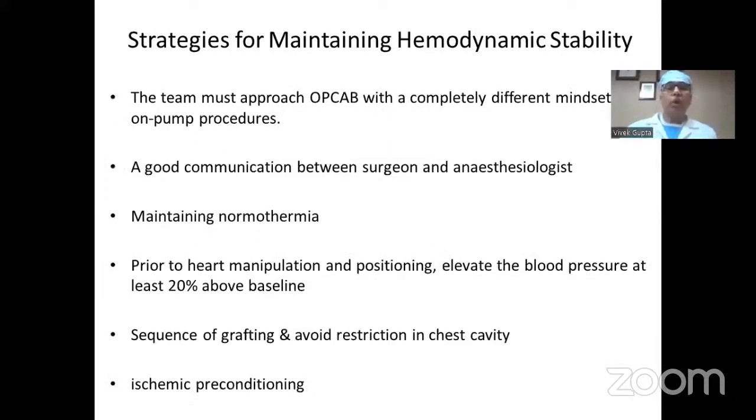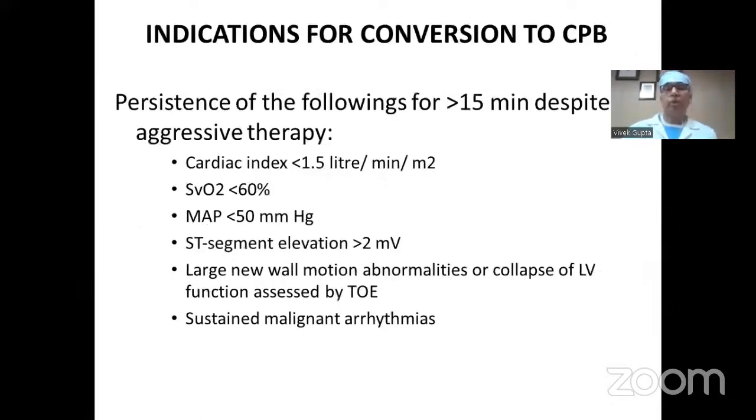So how do we maintain the hemodynamics? A team approach is a must, especially in off-pump CABG, with good communication between the surgeon and anesthesiologist. We try to maintain normothermia, and we always bring the pressure up while the surgeon is manipulating the heart. The sequence of grafting is important, which vessel has to be grafted first. And ischemic conditioning, by lifting the heart, releasing it, and lifting again, is helpful when the patient is hemodynamically unstable.